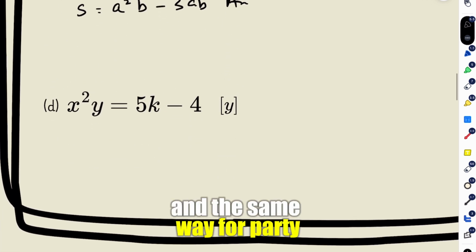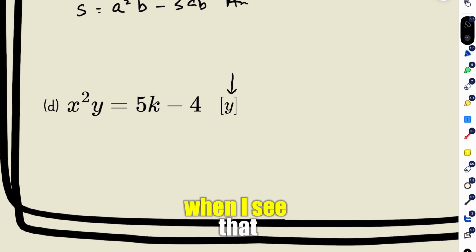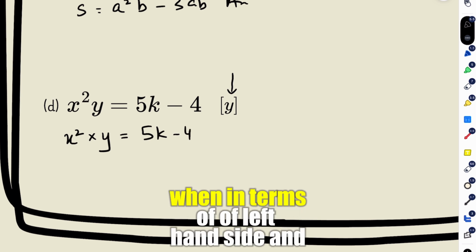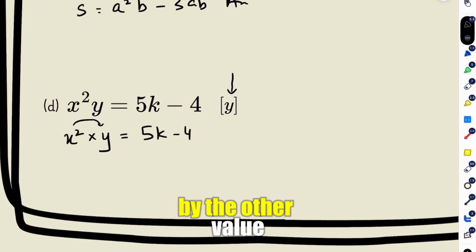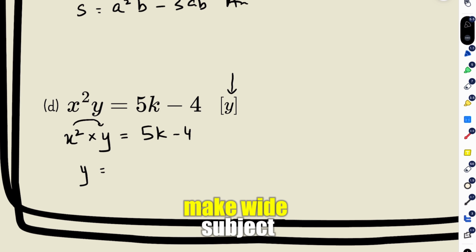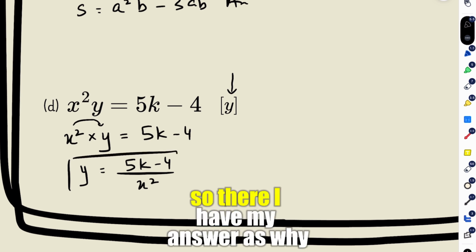And the same way for part D, they're asking me to make Y the subject, where I see that X squared is being multiplied by Y is equal to 5K minus 4. In terms of left hand side and right hand side, if I see some value being multiplied by the other value, and I change the sides, since I had to make Y the subject, X squared would simply divide the next term. So there I have my answer as Y being the subject.